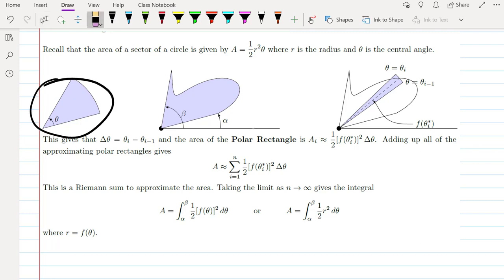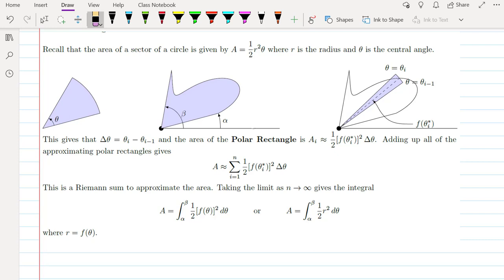So that's like right here in this diagram. If we were to look at this sector of a circle, its area would be 1/2 the radius squared times theta. So now imagine we're trying to find the area of this figure in the center of the screen. Well, we want to divide this into what we're going to call polar rectangles.